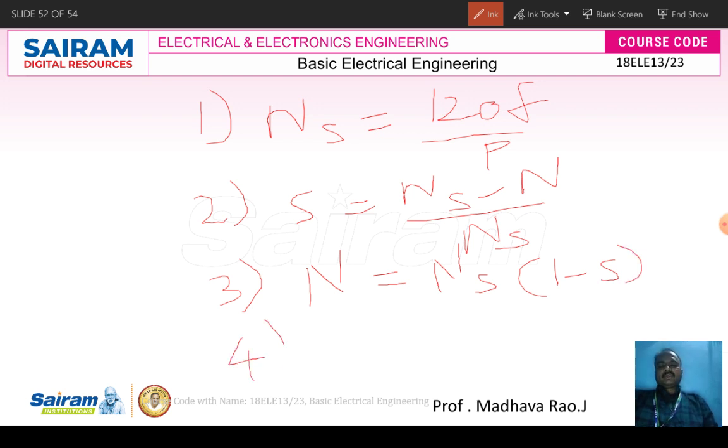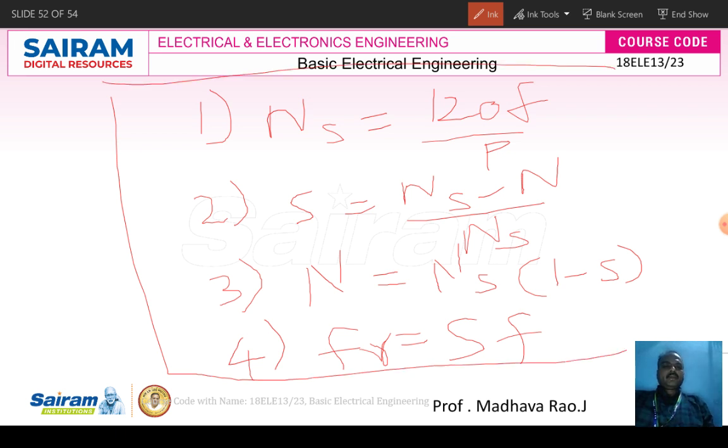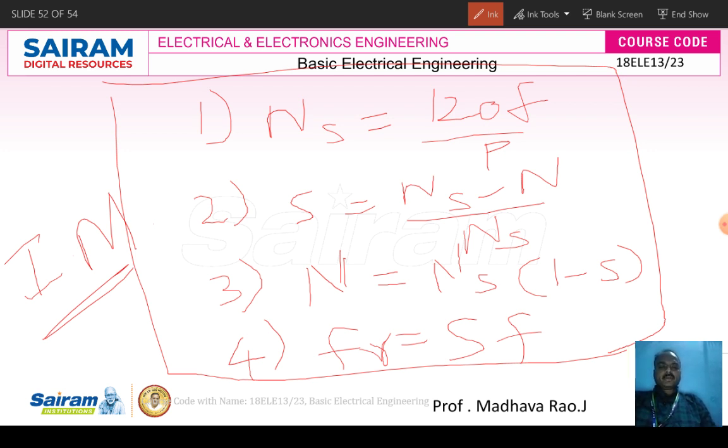One more most important formula is to find the rotor frequency: Fr is equal to S into F. These four formulas are most expected for solving any problems related to the induction motor. So these four are very important.